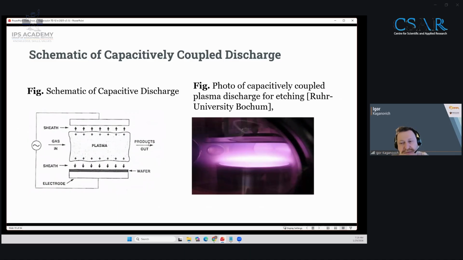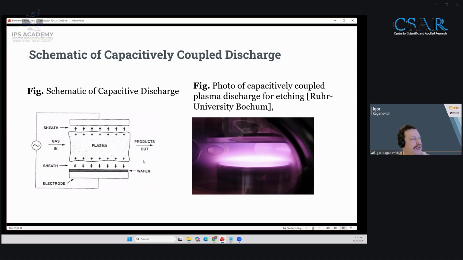Okay, now switching to a little bit simpler physics. For industry, capacitive discharges are the bread and butter for processing devices. And again, because it's so seemingly simple, it's very well controlled. What you do is you have basically a couple of electrodes, you apply RF voltage, and you produce plasma.